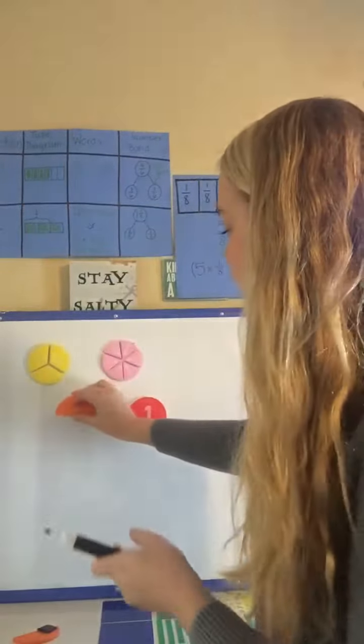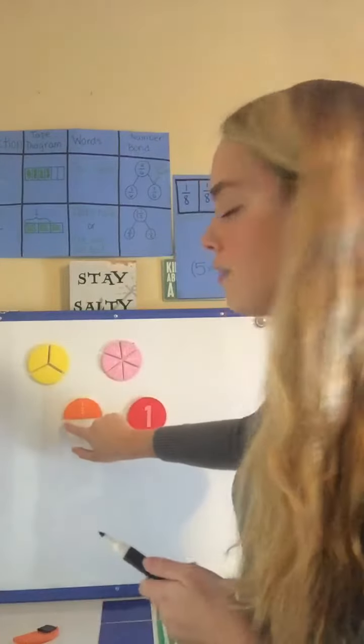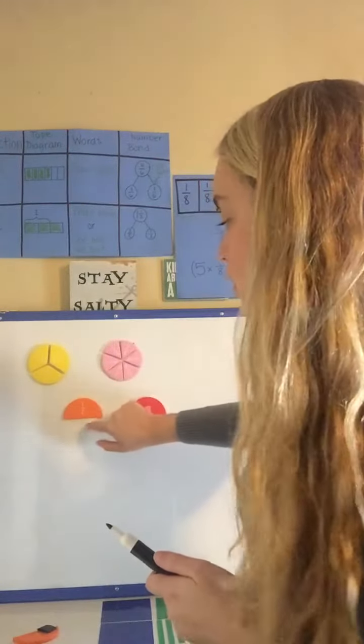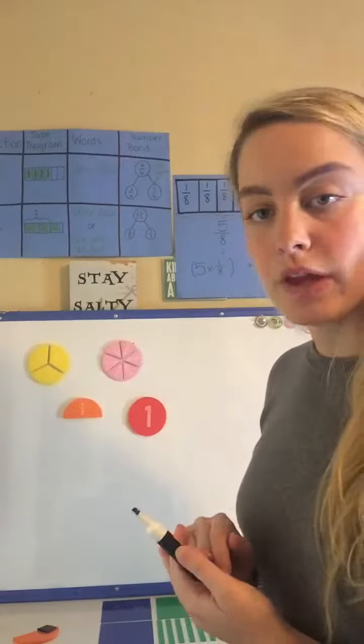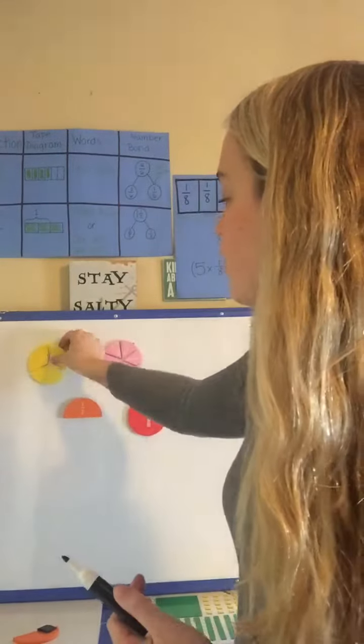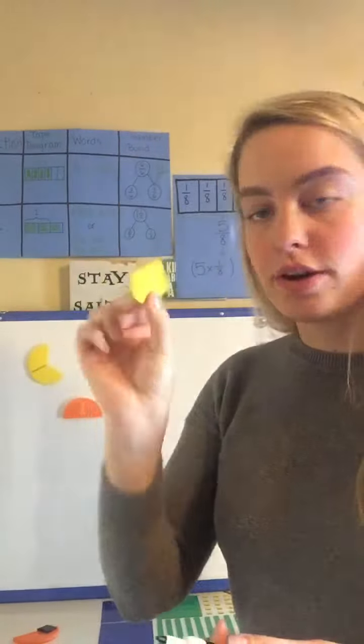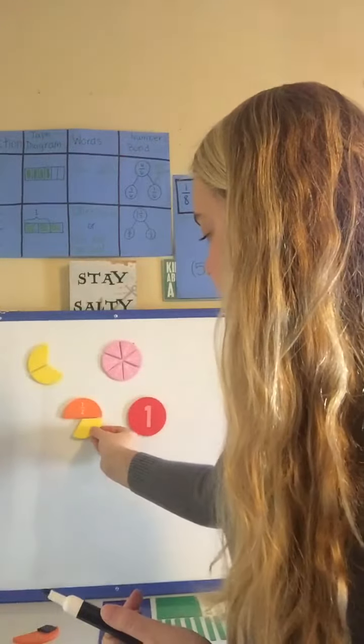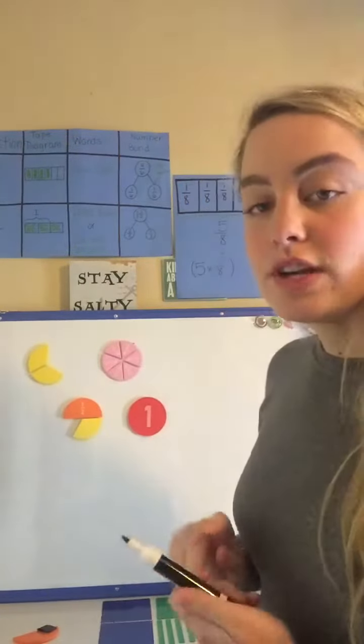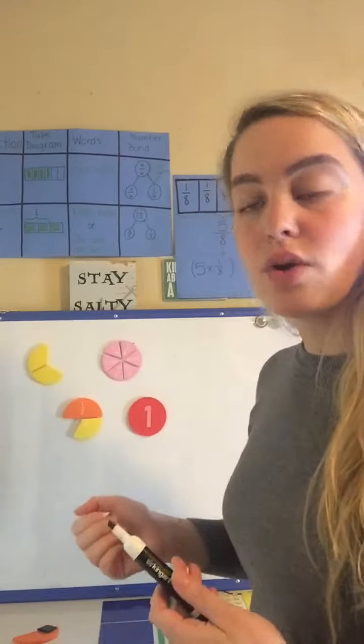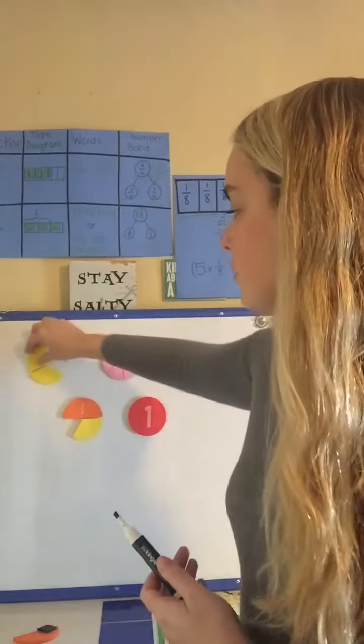So we have 1/2 here. And then we know that if I fill in another half below, that should make a whole. So I want to look at, let's try our 1/3 first. If I take 1/3, it hasn't quite reached the full half yet. So now we know that 1/3 is smaller than 1/2.